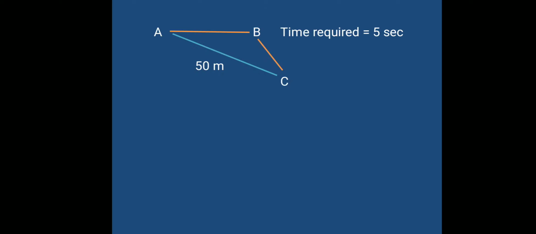Let's have one example. Suppose an object travels from point A to B and then again travels from B to point C. So what is the displacement of the object? Displacement is the shortest distance between the initial position and the final position. Here the initial position of the object is at point A and the final position is at point C. So AC, the distance between A and C, is the displacement of the object.